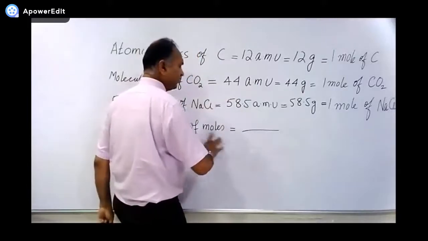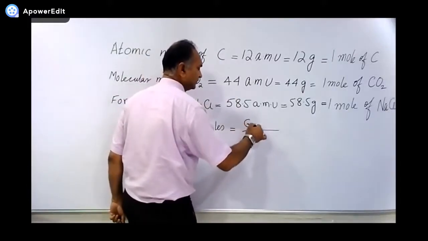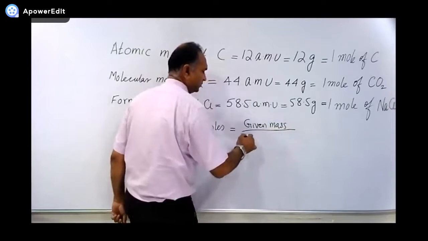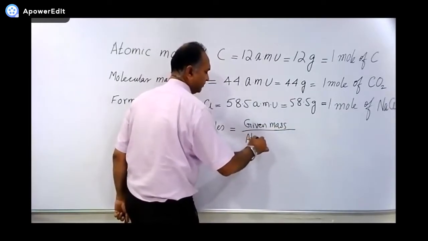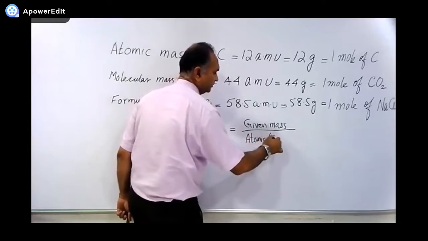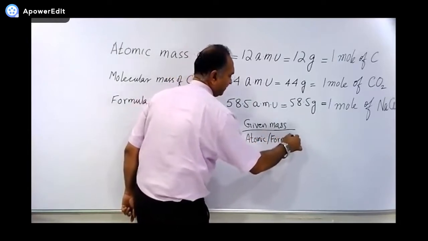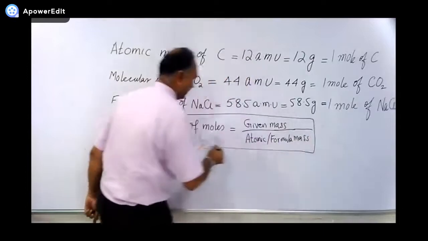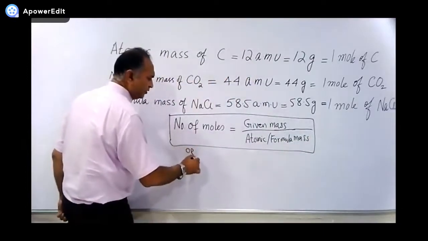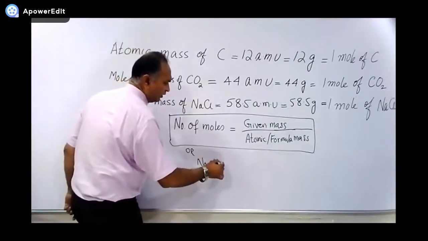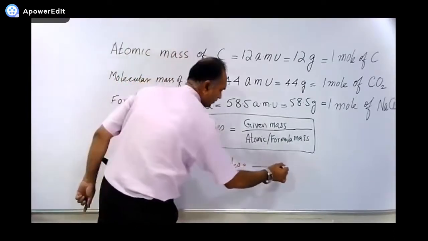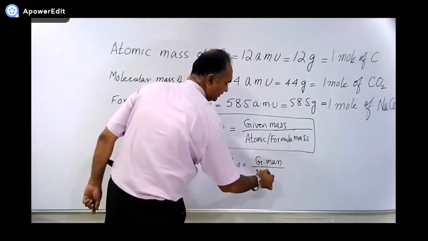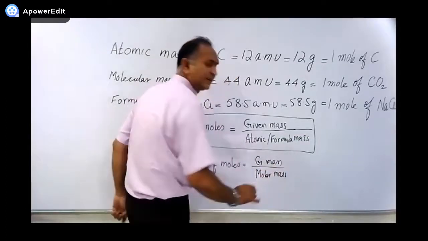So what is the formula here? Number of moles is equal to given mass upon atomic or formula mass. Or for simplicity, I can write here in my own words that number of moles is equal to given mass upon molar mass. Because I told you that molar mass can cover all type of masses.